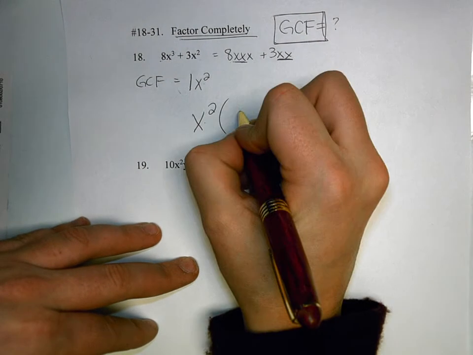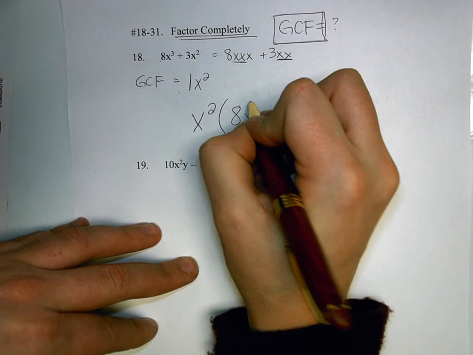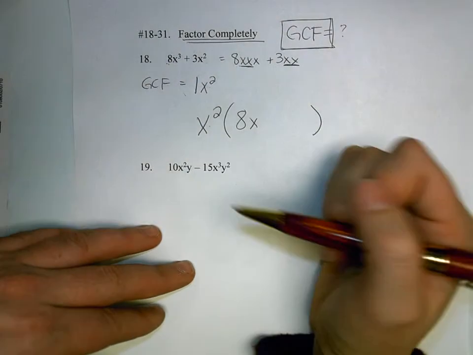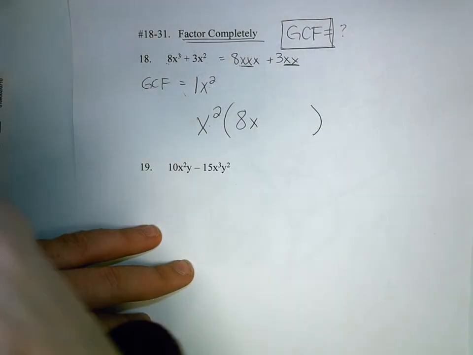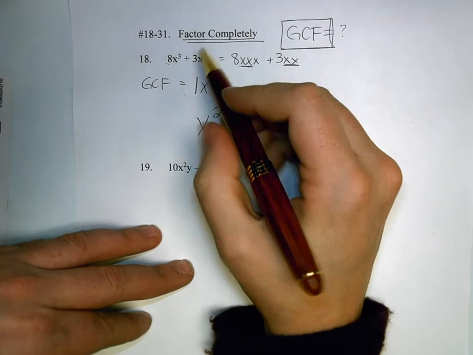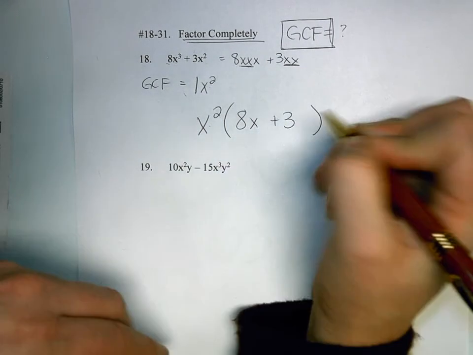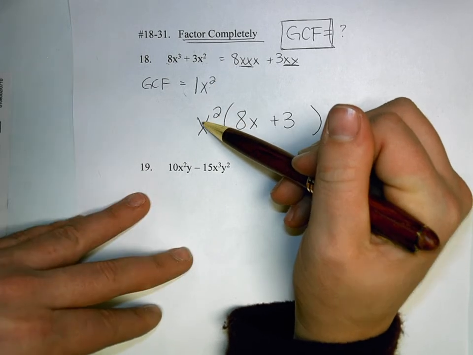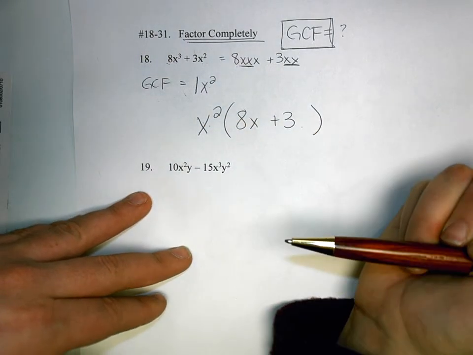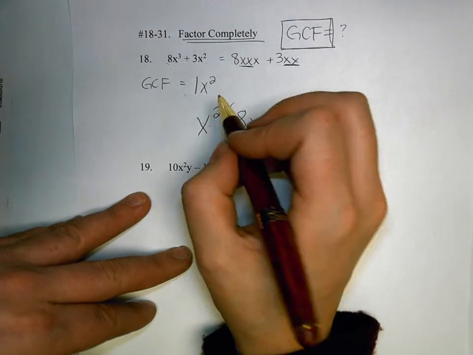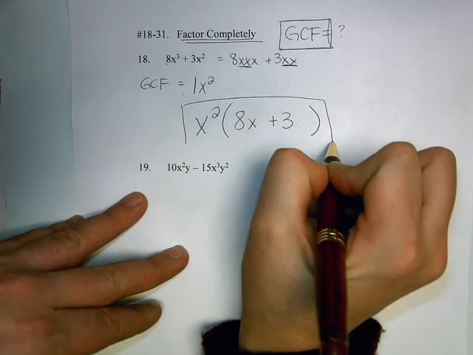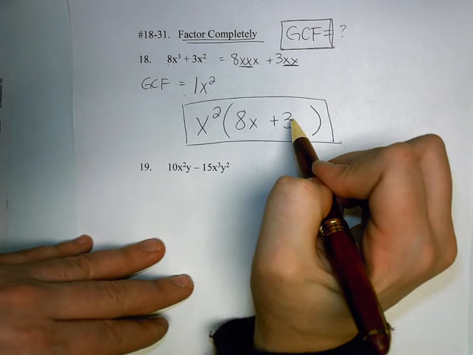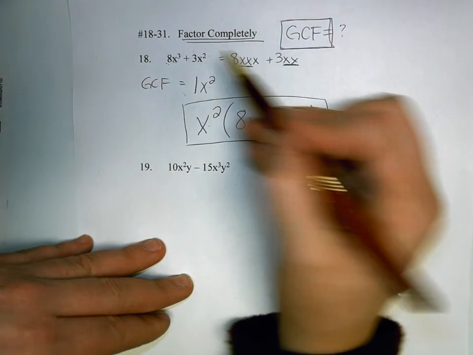I'm only left with one x inside, but my coefficient is still 8 because I didn't divide by any other coefficient. And then I have plus 3, and I have my x squared on the outside already, so I don't have any x's remaining after I pull those to the outside. You could check this answer by distributing. x squared times 8x is 8x cubed. x squared times 3 is 3x squared, and so that is your final answer.